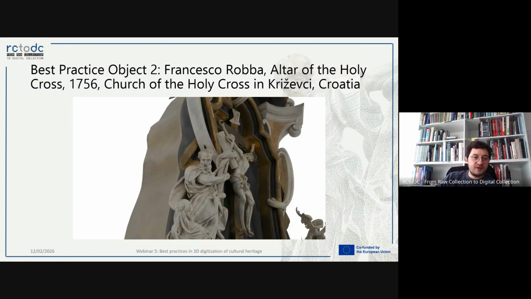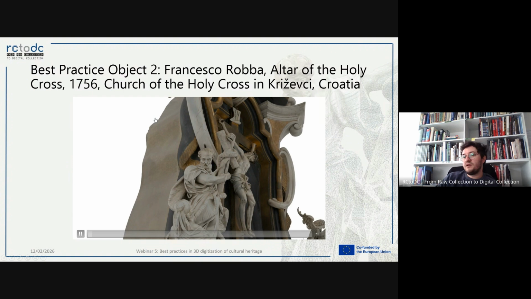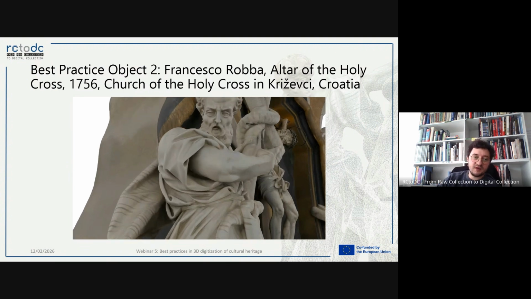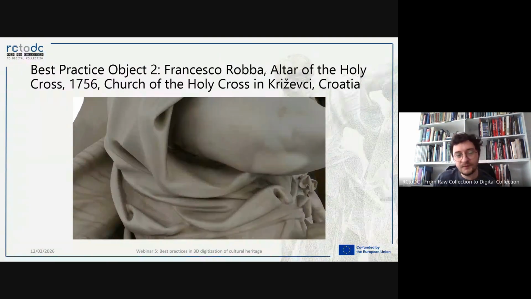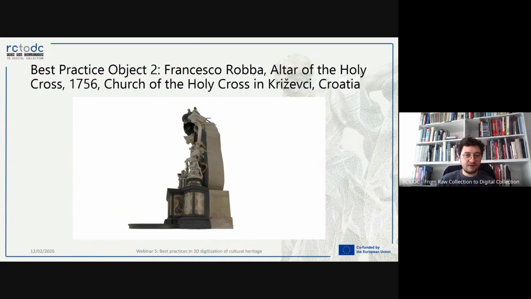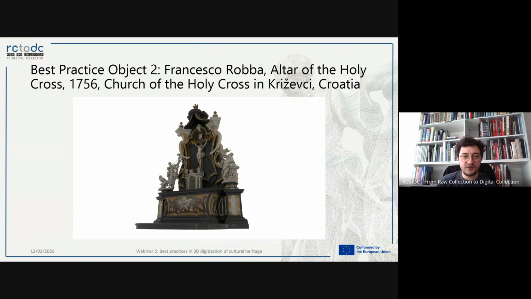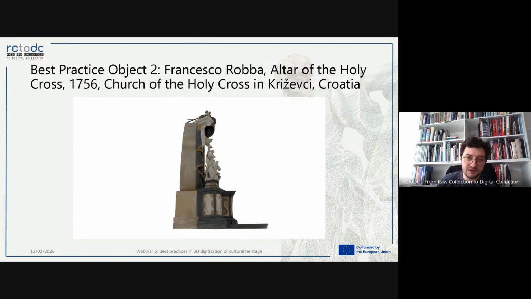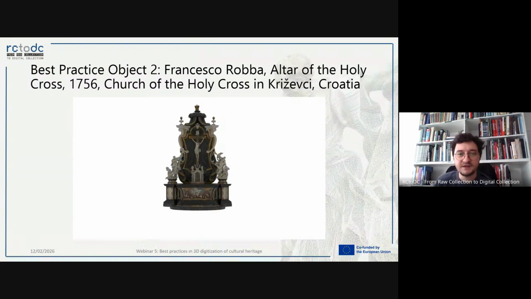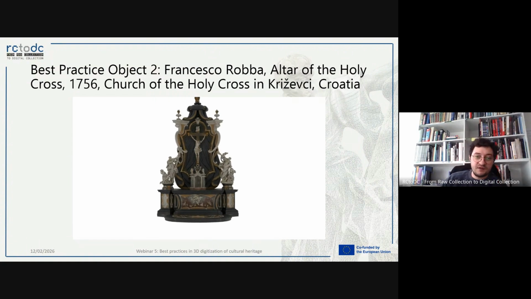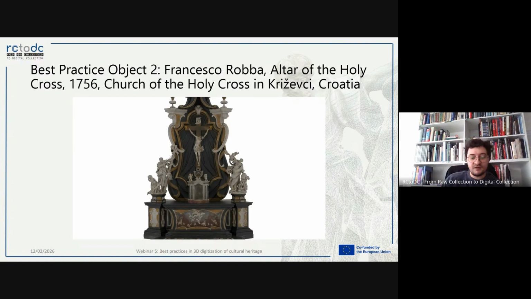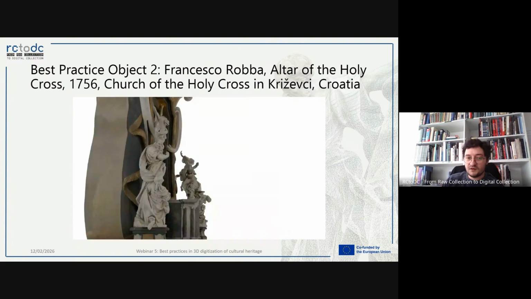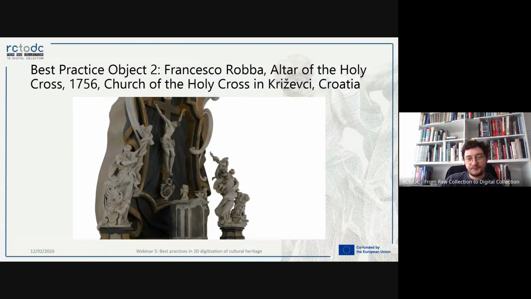So our second best practice example focuses on the altar of the Holy Cross, made by the Baroque sculptor Francesco Roba. This altar was created in 1756 for the Cathedral of the Assumption of the Blessed Virgin Mary and Saint Stephen and Ladislaus in Zagreb, also known as the Zagreb Cathedral. After the earthquake of 1880, the altar was moved to the Church of the Holy Cross in Križevci, which is a town in northern Croatia.